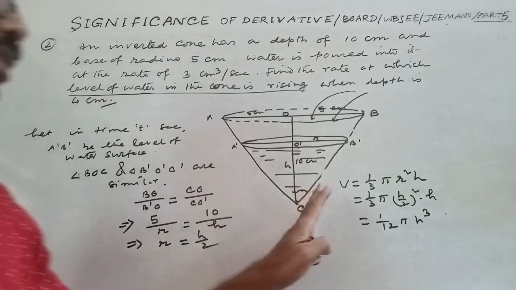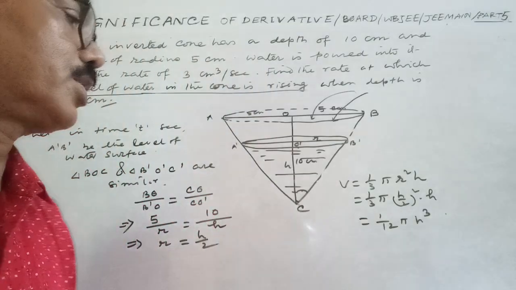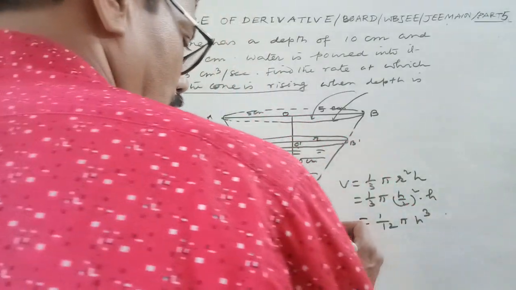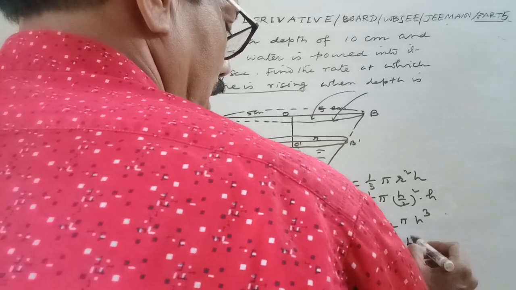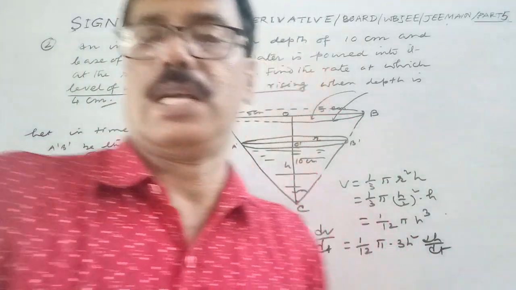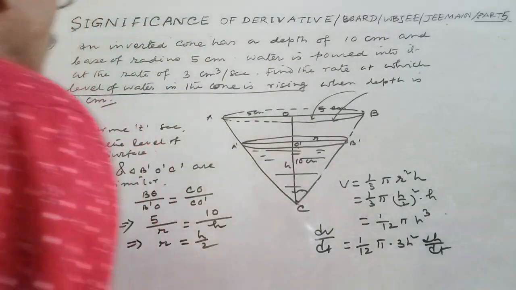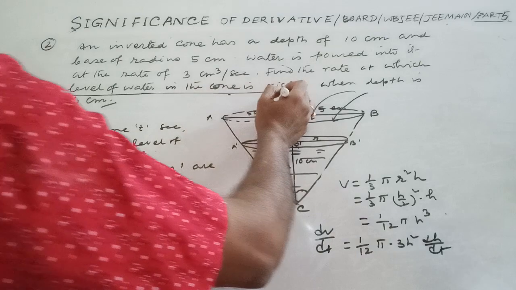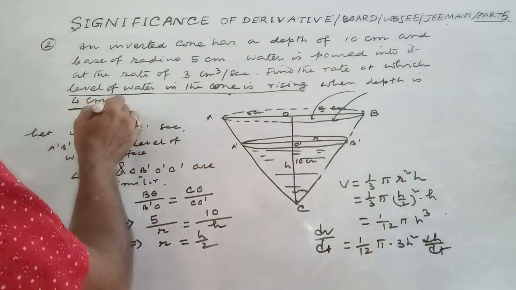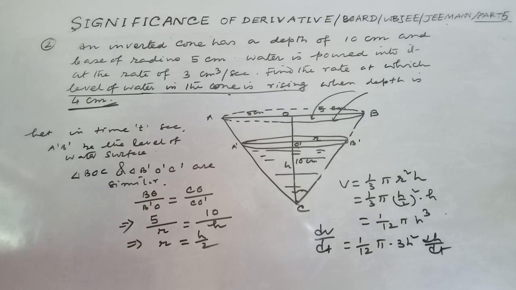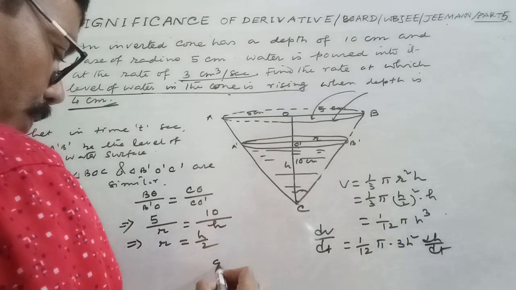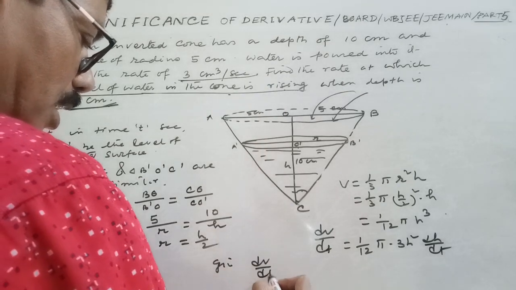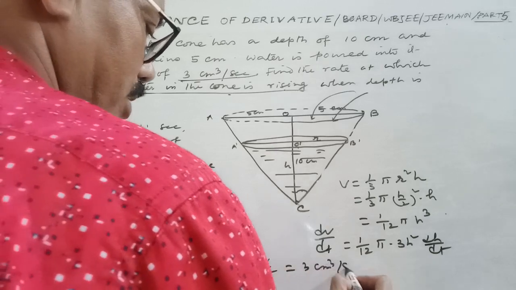So V is expressible in terms of the single variable H. So dV by dt equals 1 by 12 pi, unchanged, into H square into dH by dt. Now put the given data. Find the rate at which the level of water in the cone is rising when the depth is 4 cm. Depth is 4 cm, and dV by dt is 3 cm cube per second.